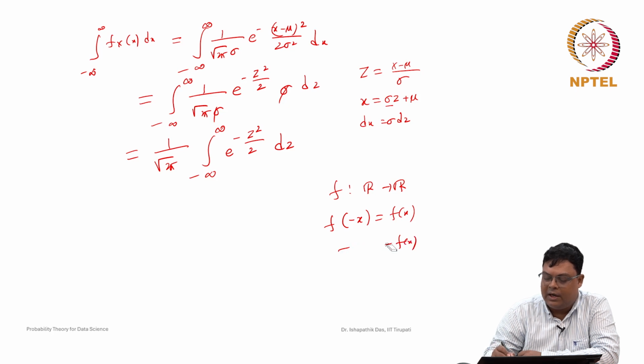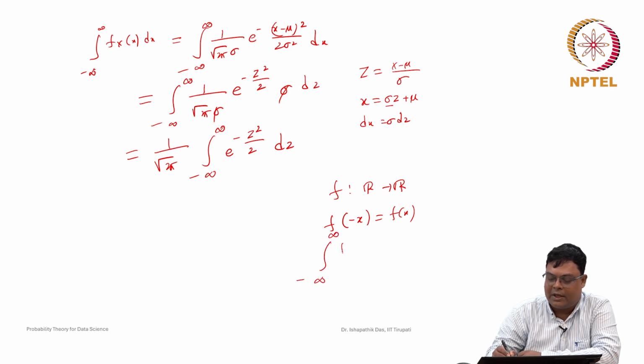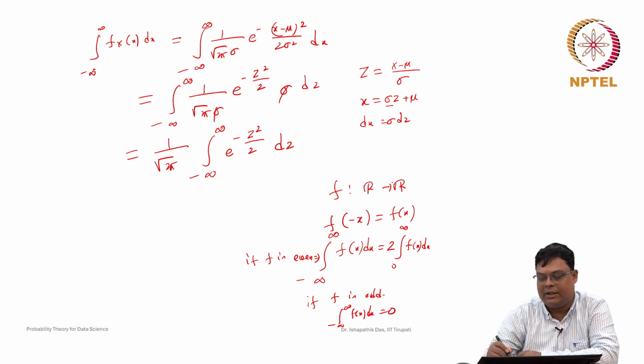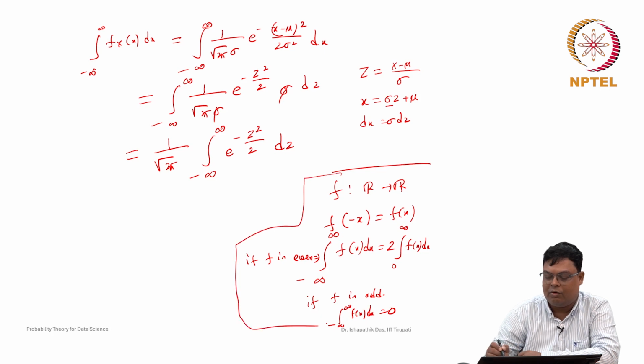Now, here it is an even function, because if you take z to minus z, it does not change; it is the same function e to the power of minus z square by 2. For an even function we know that the integral from minus infinity to plus infinity of f x dx can be written as 2 into the integral from 0 to infinity of f x dx. If f is an odd function, then the integral from minus infinity to plus infinity of f x dx is equal to 0. You can check all these things; this is part of the mathematics courses you have learned somewhere.